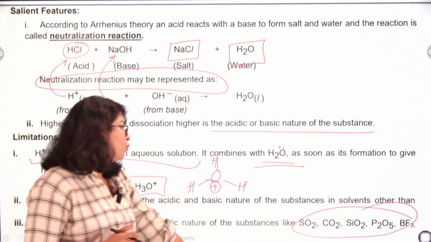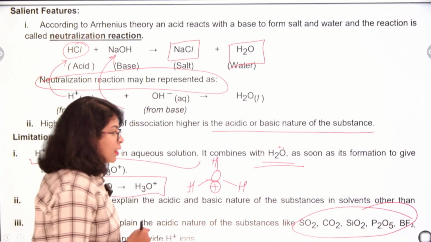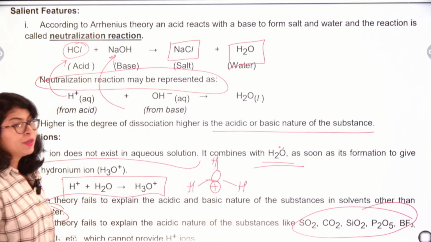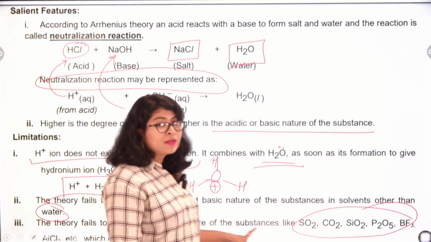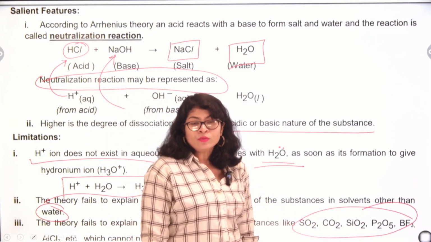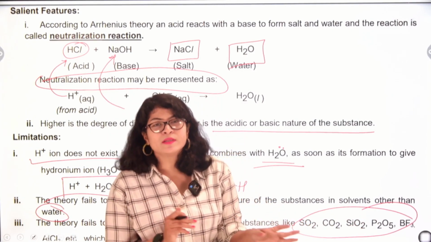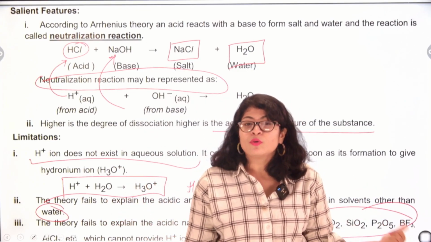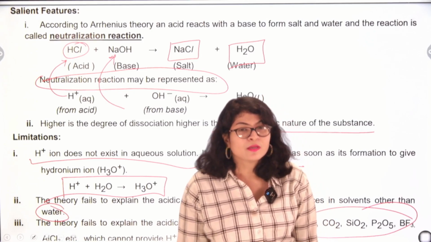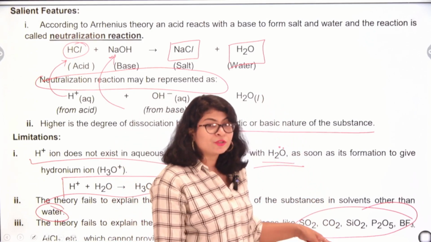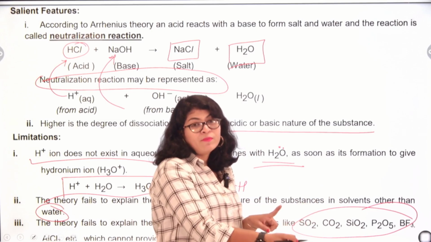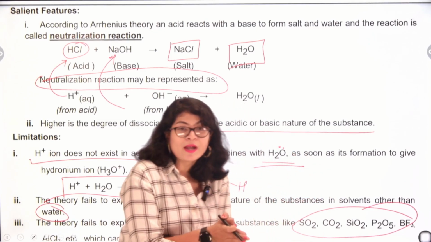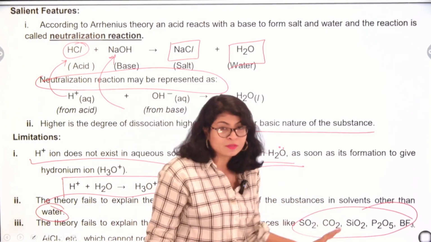SO2, CO2, SiO2, phosphorus pentoxide, BF3, AlCl3 cannot provide H+ ions. These do not have any H+ in their structure. So if you are only considering Arrhenius theory, these all do not fall under the category of acids or bases, but they have acidic nature, which later theories came forward and were capable of making us understand.